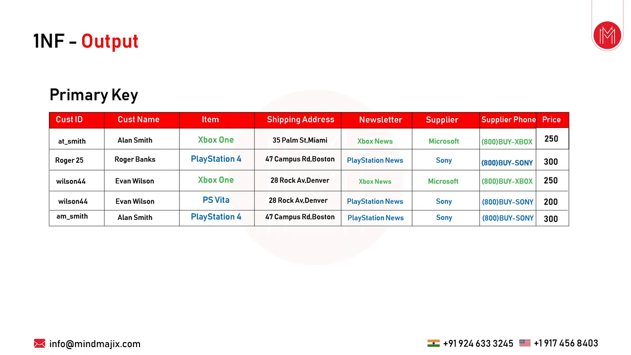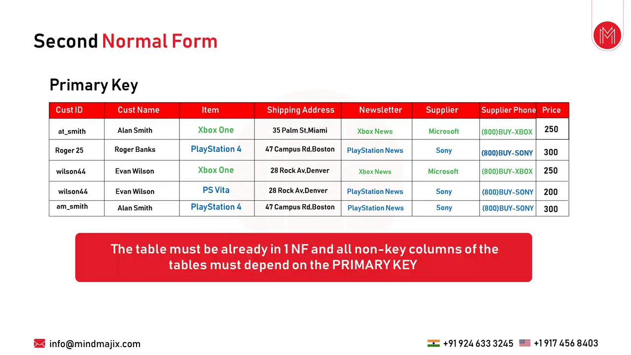Now I will use the second normal form. What is the second normal form? So I have taken the output of the first normal form into the second normal form, and I can further normalize this table. Now what is the second normal form? The table must already be in the first normal form, and all the non-key columns of the table must be dependent on the primary key.